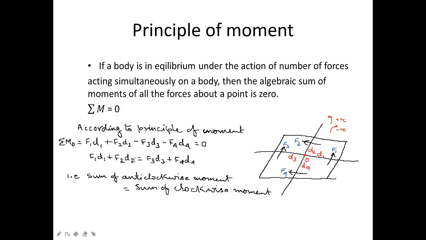Now F1 d1 plus F2 d2 is nothing but the sum of anti-clockwise moments, and F3 d3 plus F4 d4 is nothing but the sum of clockwise moments. So we can define the principle of moments in another way: the sum of clockwise moments is equal to the sum of anti-clockwise moments of all the forces acting on a body.